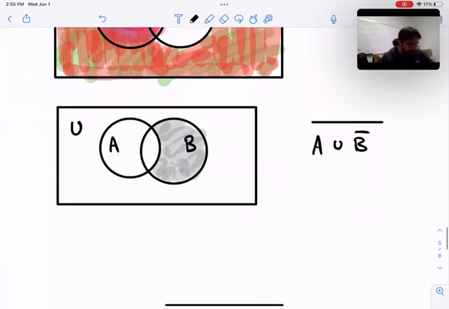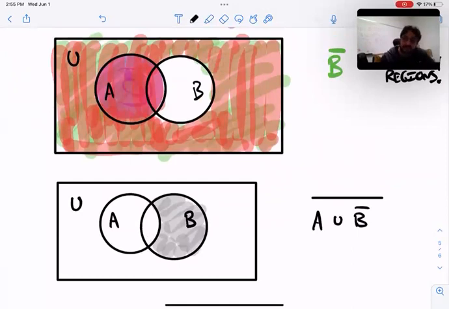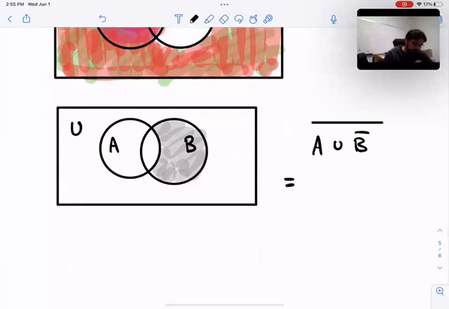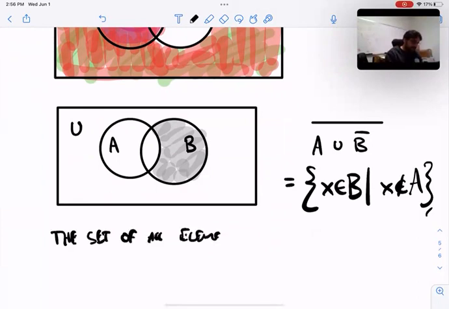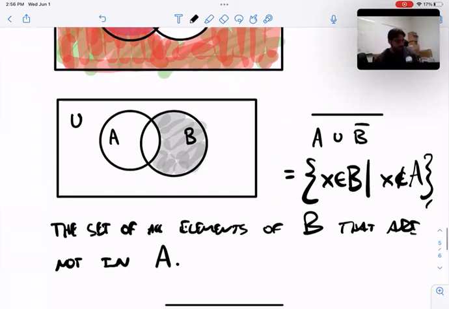Right? It's just all the stuff that's in B, but not in A. That's a much simpler way to write this. So I could say this is the set of all elements of B that are not in A. Right? So there it is in set builder notation, or I could just write it in descriptive notation. This is the set of all elements of B that are not in A. Right?